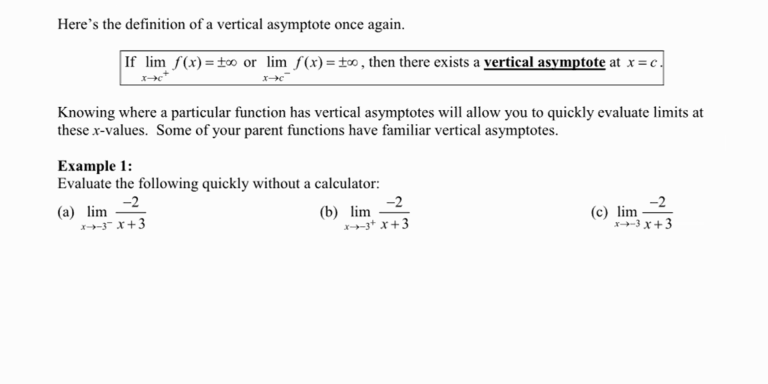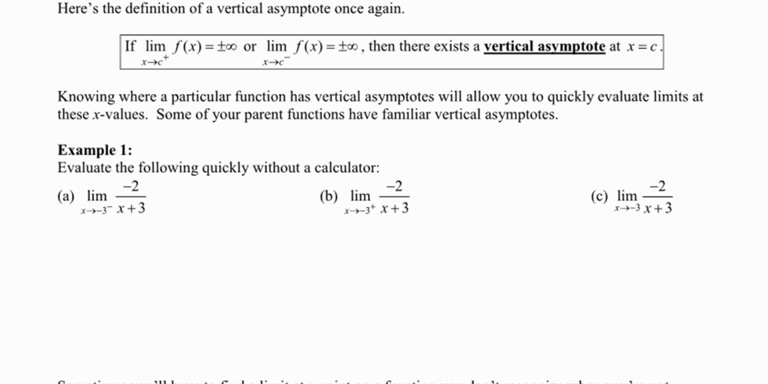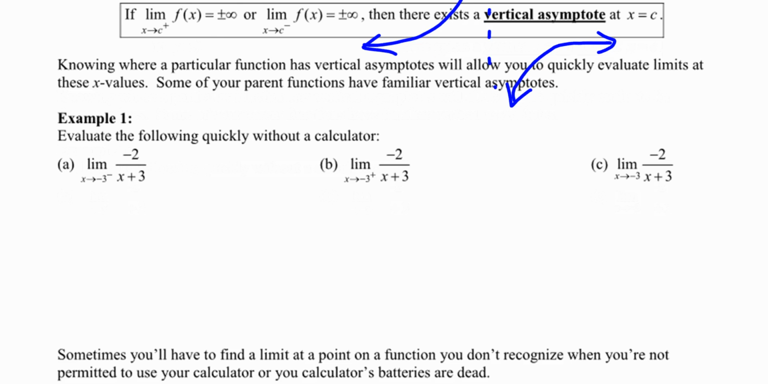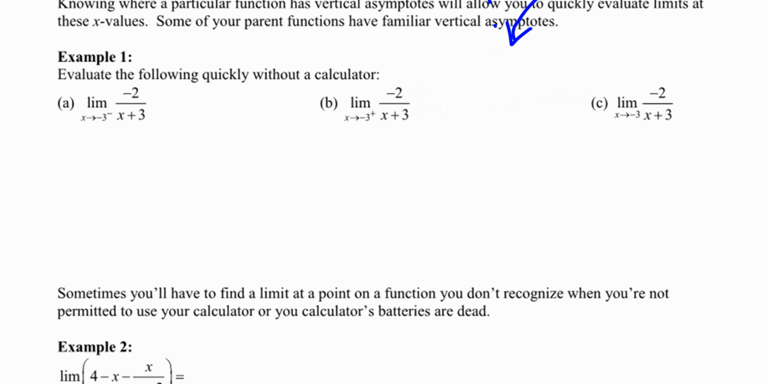All right, here's the definition of a vertical asymptote. If you take the limit as x approaches a number, either from the right or from the left, if you get positive or negative infinity, that means that it's shooting up so fast that there's a vertical asymptote there, or shooting down so fast that there's a vertical asymptote. Okay, so we would be able to evaluate these quickly without a calculator because we can transform our functions.